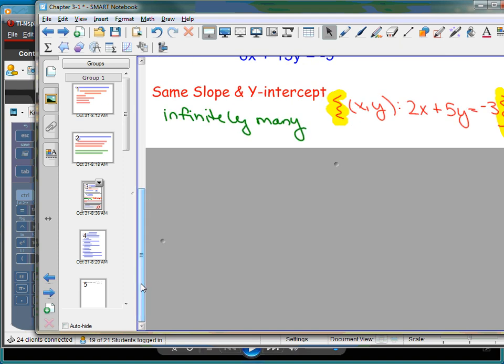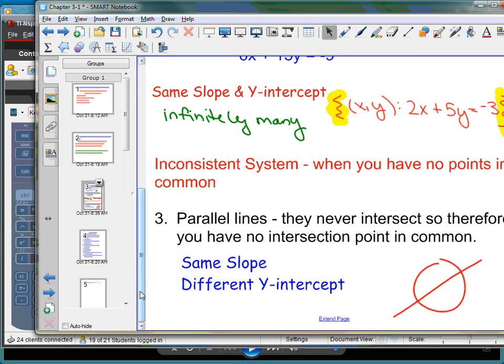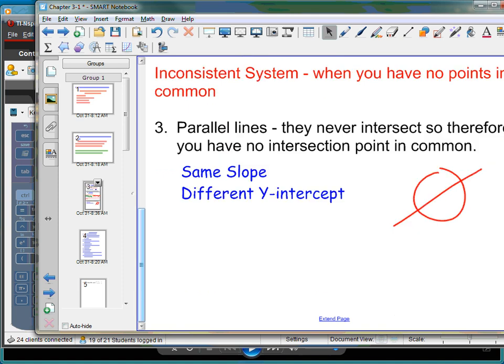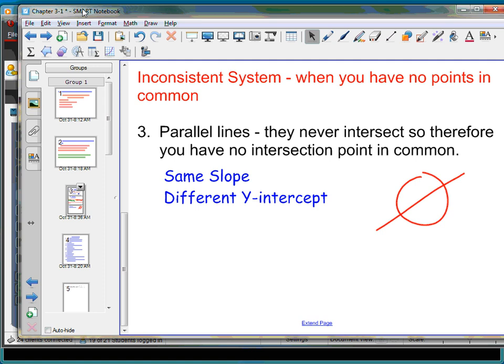Okay, if your slopes are the same, but you have different y-intercepts, what do you have? Railroad tracks, and railroad tracks are what? Parallel lines. So parallel lines will never intersect. Why will parallel lines never intersect? Because they're parallel, and by definition, parallel lines do not cross. So therefore, you have no intersection point.